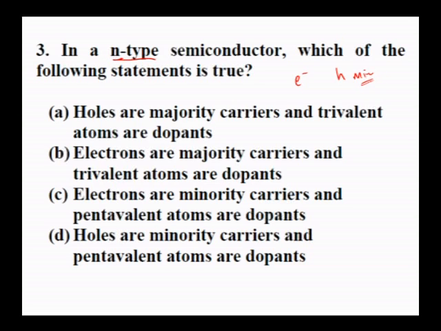So either you have to go for where holes are minority is given, or electrons majority are given. And since this is N-type semiconductor, pentavalent impurity should be there. So search for the combination where pentavalent atoms or dopants are given, along with either holes minority or electrons majority. Now as you can see in this slide, holes minority is given in the last option along with pentavalent atoms or dopants. So this is the answer.